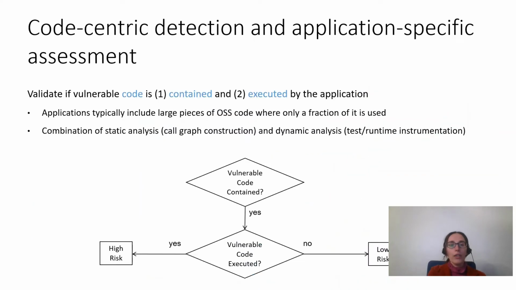Once we have the detection, we can go beyond that because we focus on the code. So once we establish that the vulnerable code is contained, we can also ask ourselves whether it can be executed. And so what we do is use both static and dynamic analysis to establish whether it can be executed. Because if it can, then we assume there is a high risk that the vulnerability can also be exploited. So we use static analysis by constructing a call graph. We use existing tools for this, like Soot. And we perform dynamic analysis, instrumenting either unit or integration tests or both.